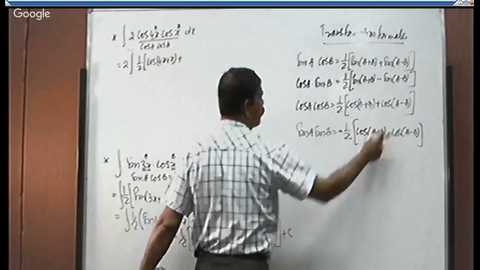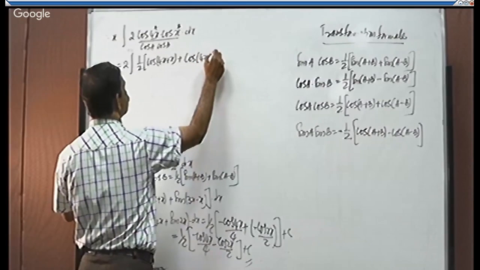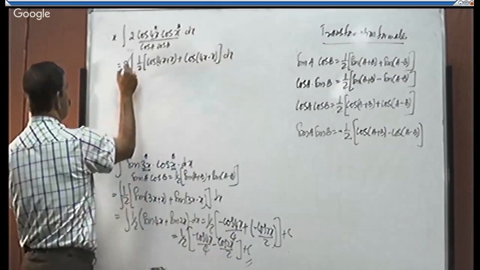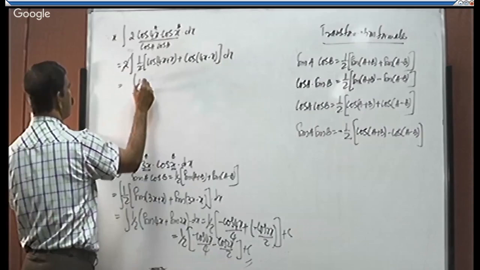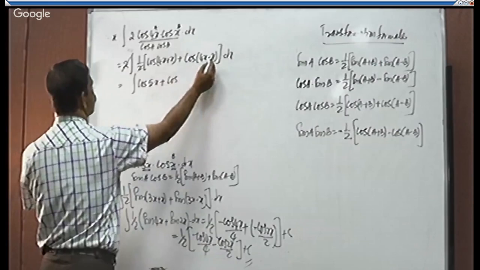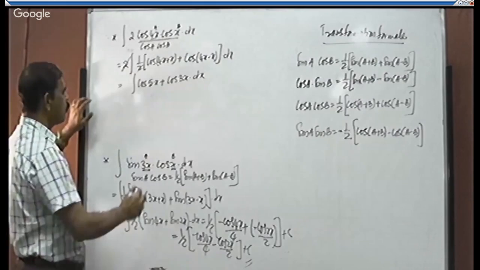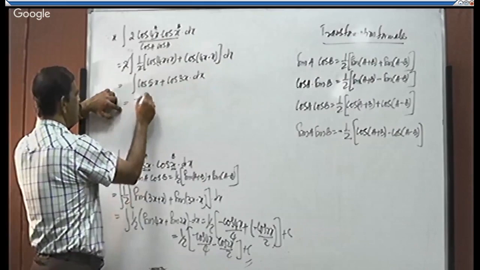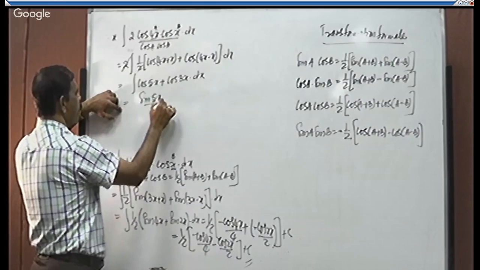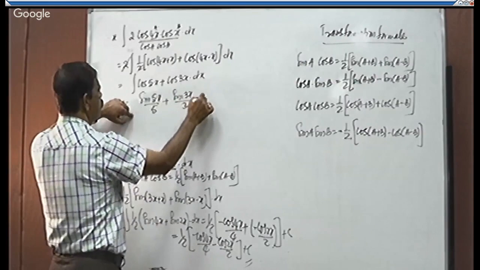plus cos of A minus B, that is 4x minus x, into dx. The 2 gets cancelled. Integration of cos of 4x plus x, that is 5x, plus cos of 4x minus x, that is 3x, into dx. Now you can integrate it. Integration of cos is sine, so sine of 5x divided by 5 plus sine of 3x divided by 3 plus c.